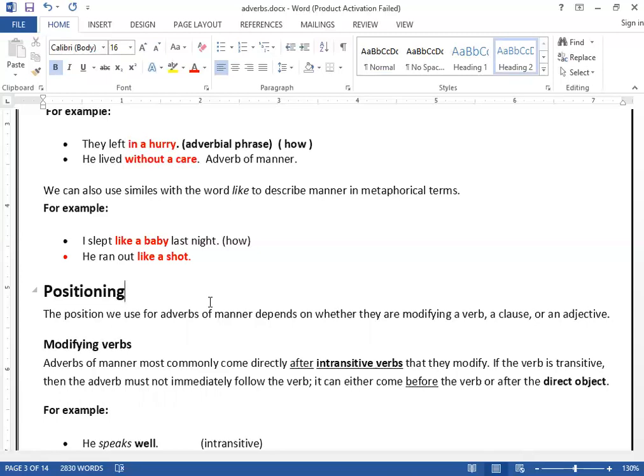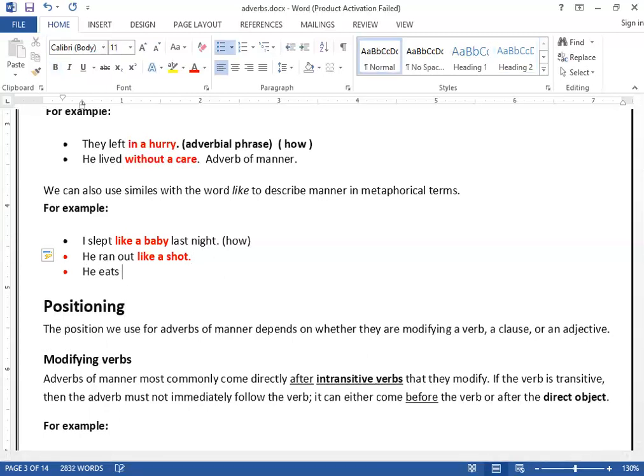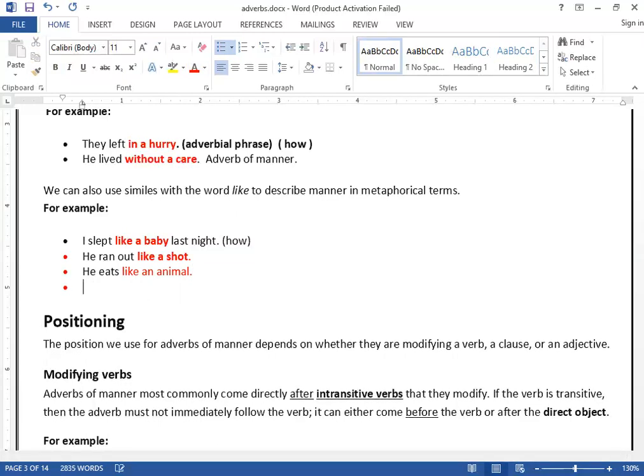For example, you eat. How you eat? He eats how? Like an animal. He eats like an animal. So like an animal is an adverbial phrase. And it is used for what? For manner. He eats like an animal. Clear? You eat like a bird. So here, like a bird, it's an adverb. What type of adverb? Adverb of manner.